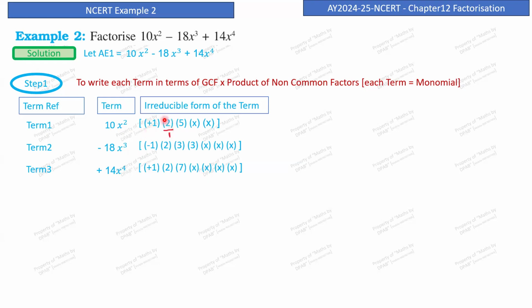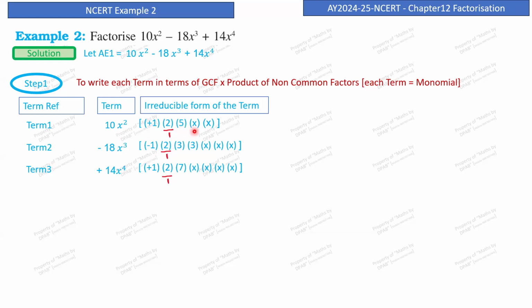Then we come to the second factor of term 1, which is 2. Whether it is a common factor? Yes, 2 is available here, 2 is available in term 2 here, and 2 is available here. So this is the first common factor among all the 3 terms. What is the first common factor among all the 3 terms? This is 2, number 2. Next, we are jumping to the third factor of term 1, which is 5. Whether 5 is a common factor among all the 3 terms? No, it is not.